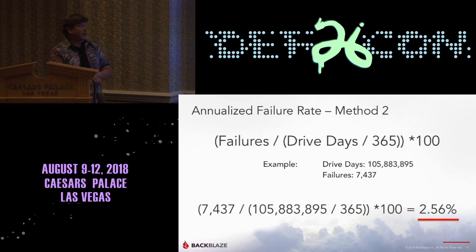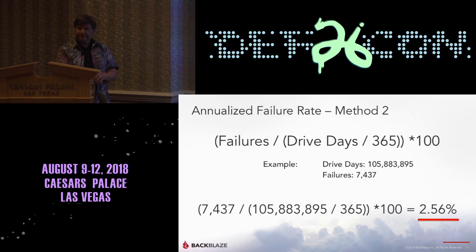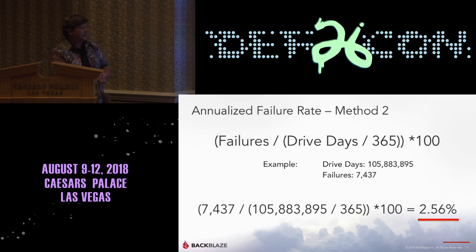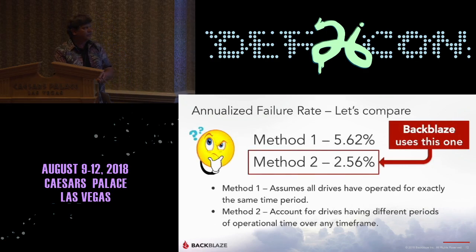Some people do it this way: failures divided by what's called drive days. Drive days are a count of each day a drive is in operation. If it is not in operation, i.e. it failed and it's gone, it's no longer counted. And you can see the same kind of numbers. But now you get a number that's almost half as much, 2.56%. Which one is right? Well, we use the second method.